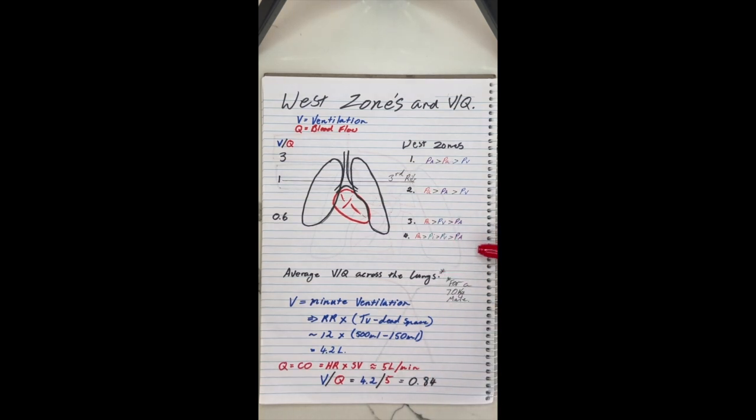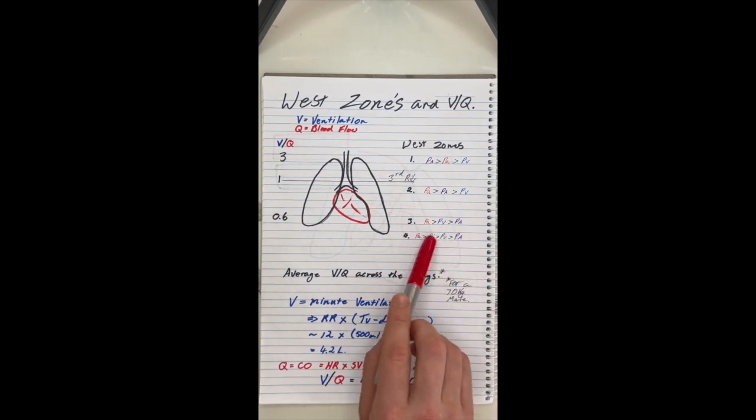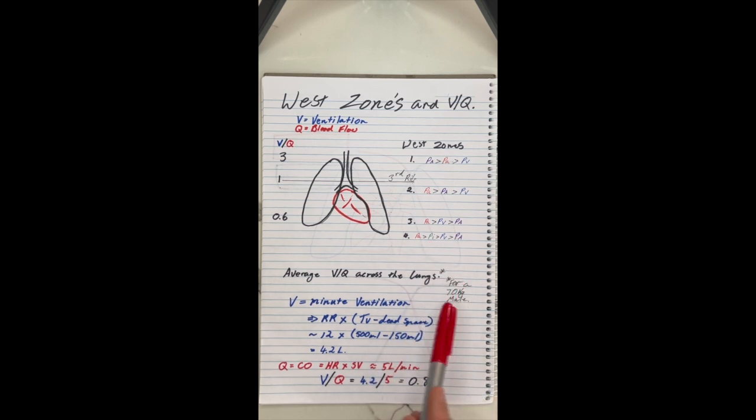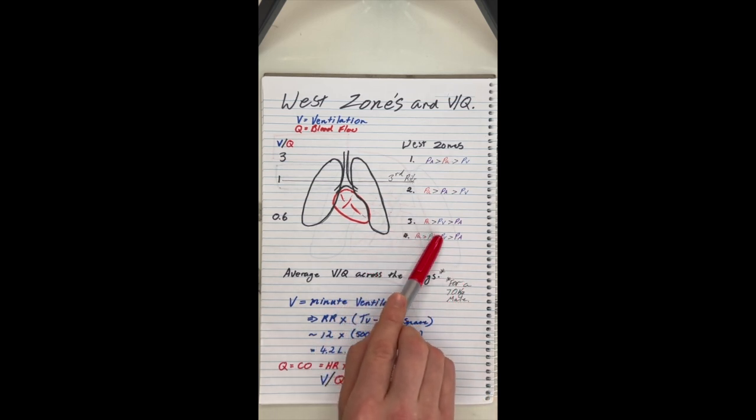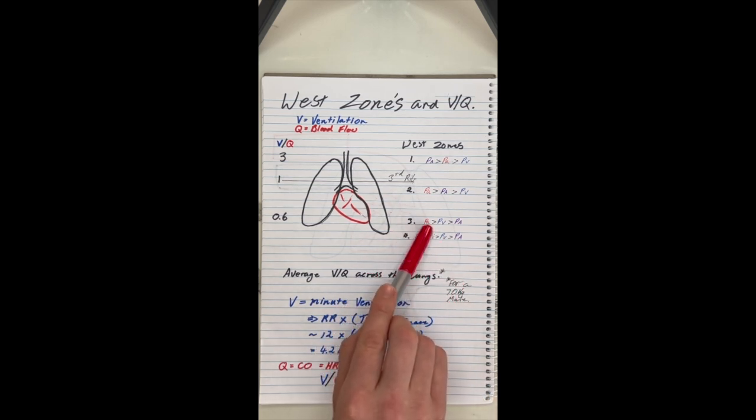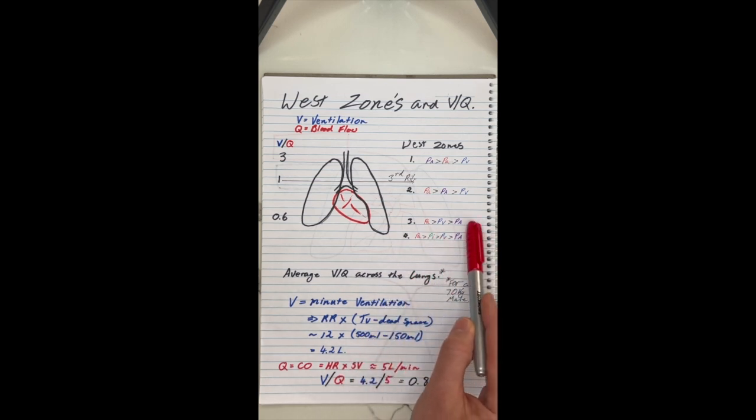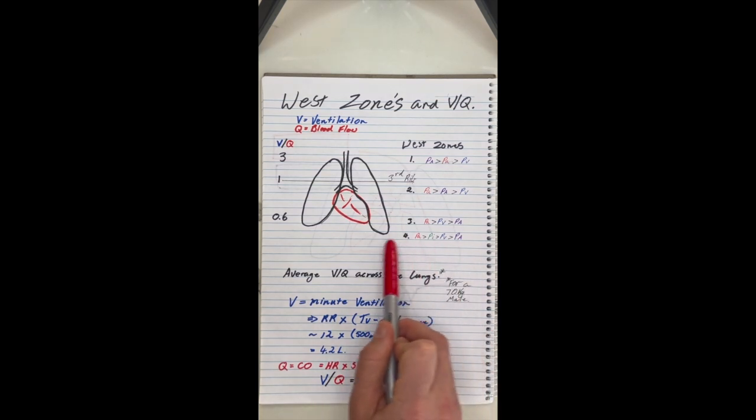But then in other textbooks, it will describe a West Zone 4, and this takes into account the weight of the lungs, PI, which is the interstitium of the lungs. The arterial pressure is still greater than the interstitial pressure, which is greater than the venous pressure, but overall greater than the alveolar pressure, meaning that you bypass alveoli, and this is shunting as well.